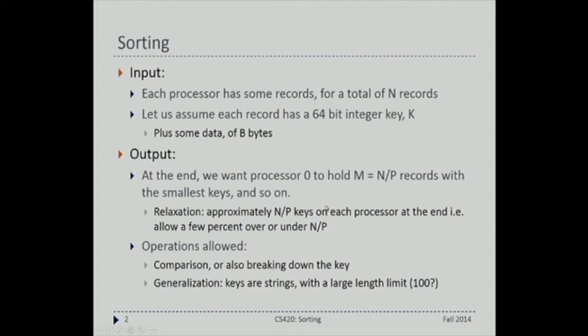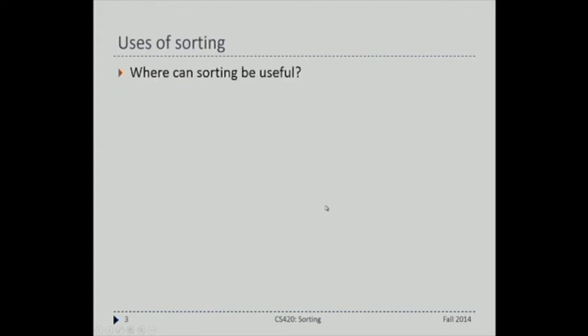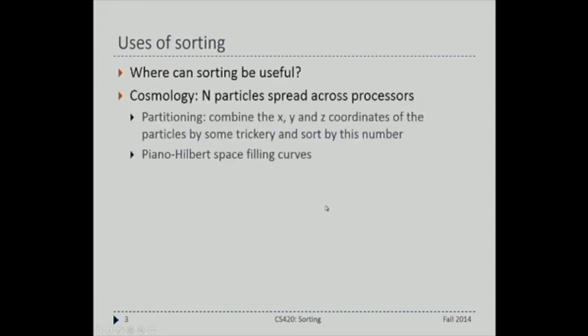And so how do you do comparison-based sorting in parallel? And how can you do some other sorting algorithms in parallel? So where is sorting useful? Well, it occurs in various places. In particular, the place where I've encountered it most is our cosmology collaboration.